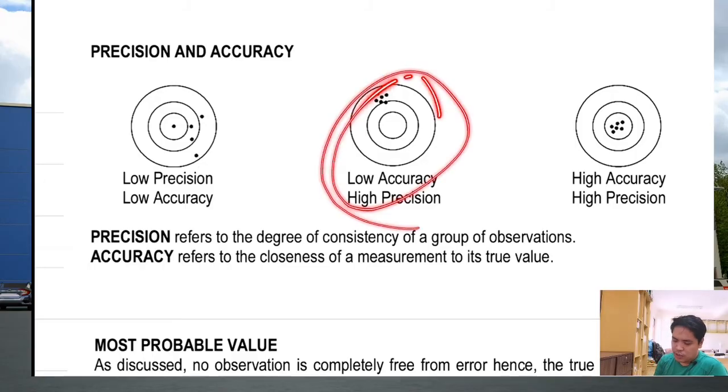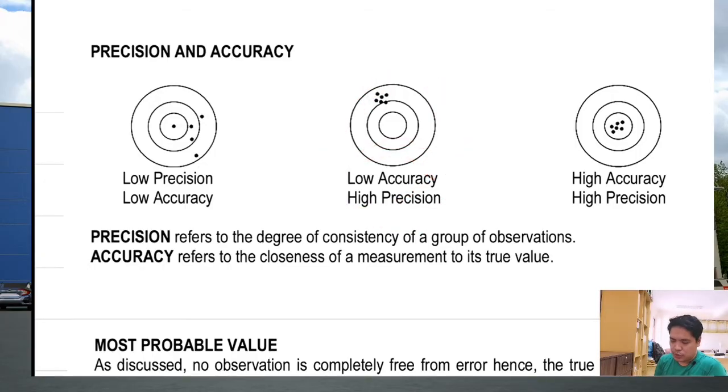So sa ikalawa naman, or the second example, is low accuracy but high in precision. To be accurate, kailangan bullseye ka, di ba? Pero siguro libat yung tama niya nandito. Hindi niya alam yung andito yung nakita niyang bullseye. So you are not accurate kasi malayo ka, pero you are precise kasi tinatamaan mo consistently at close to one point. So you are precise but you are not accurate.